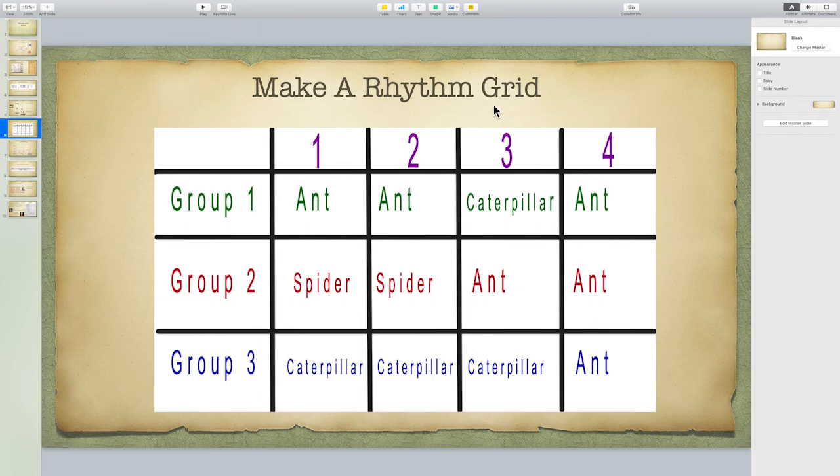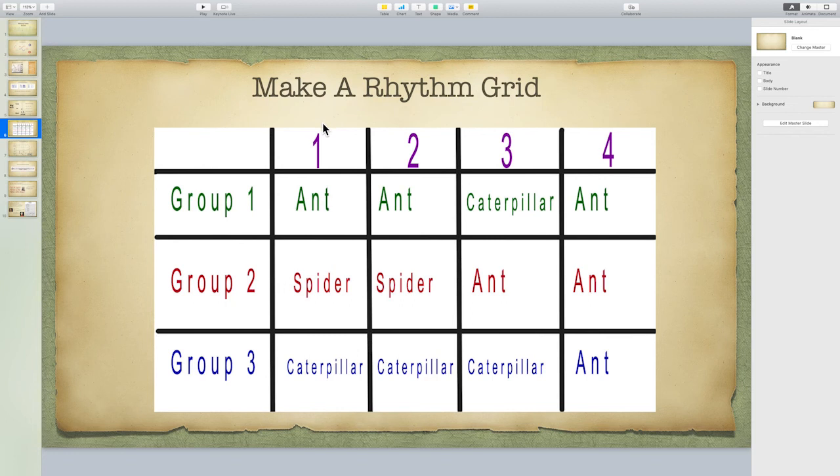1, 2, 3, 4. Then we'd be going ant, ant, caterpillar, ant, ant, ant, caterpillar, ant, ant, ant, caterpillar, ant. And at the same time, group 2 would be doing these words, so you can join in with this. It goes like this: spider, spider, ant, ant, spider, spider, ant, ant. And then the last group, group 3, join in with me.